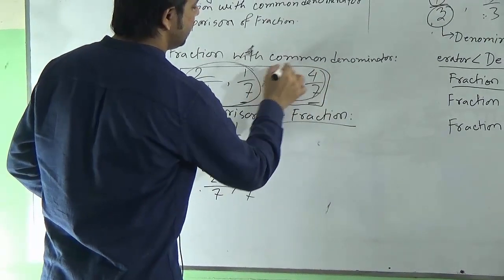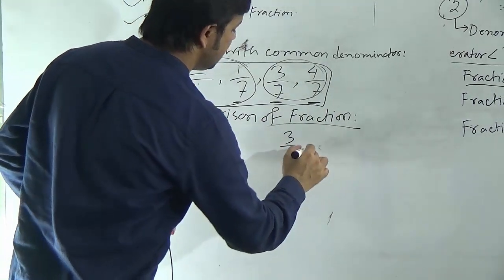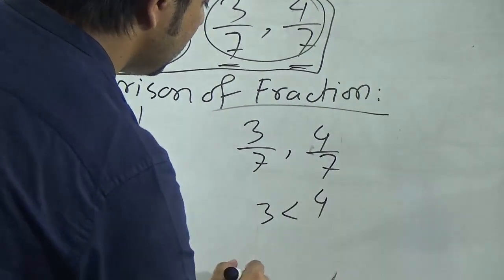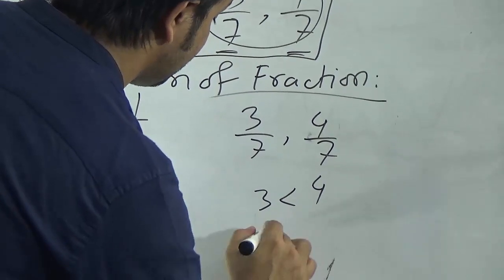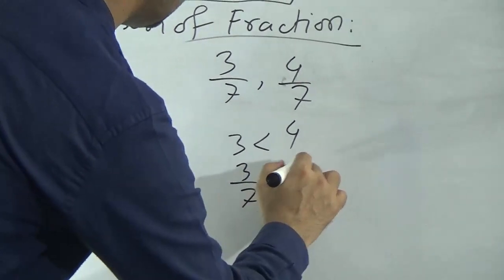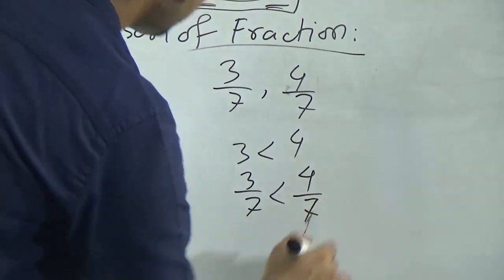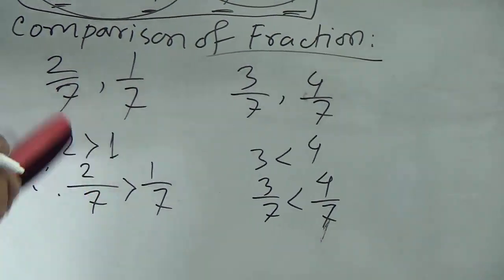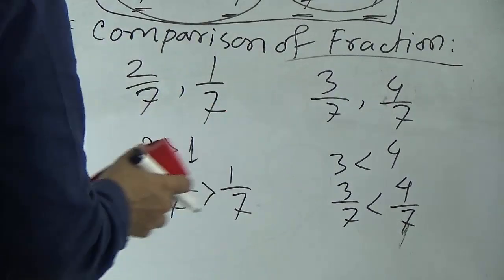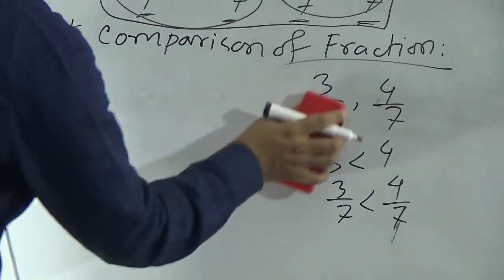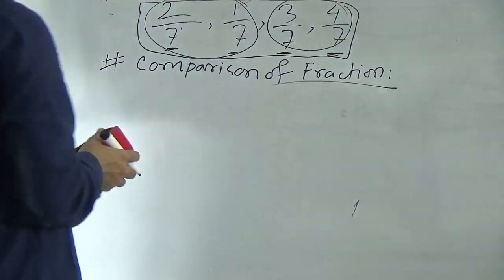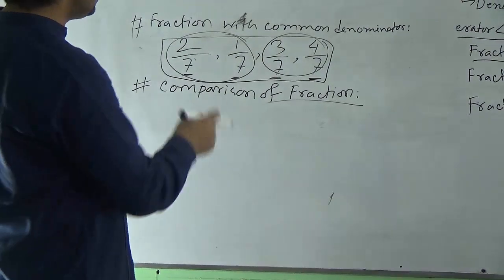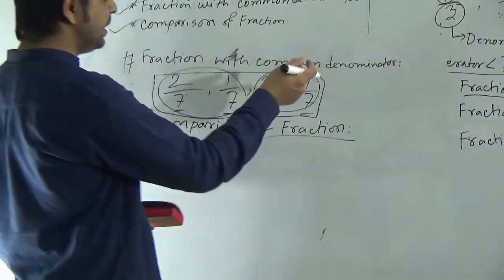Suppose we are considering the last two fractions, 3 by 7 and 4 by 7. Here 3 is smaller than 4. As the denominators are same, the fraction will be smaller if the numerator is smaller. Dear students, I think you have understood in case of common denominator. Okay, now I will show how we can arrange these fractions. Suppose we want to arrange all these fractions. If we want to arrange all these fractions, we have to compare all the numerators as the denominators are same.